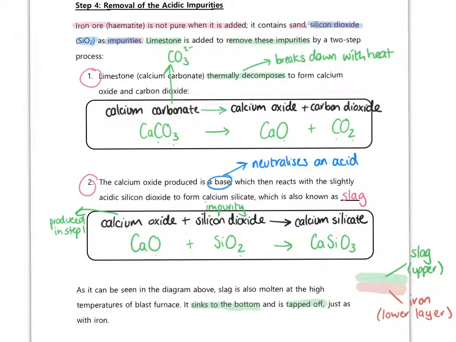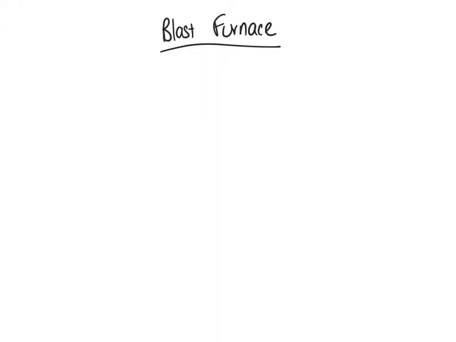It will be the lower layer, and it will be tapped off separately. So that's essentially the blast furnace complete. So we've looked at the different stages of how iron is extracted from its ore in the blast furnace. I would recommend doing a revision sheet on the blast furnace alone. It is asked all the time in exams, so it's really important that you know it in great detail and can answer the questions that are asked. It could make up a good 10 marks of your paper, so make sure you know it really well.